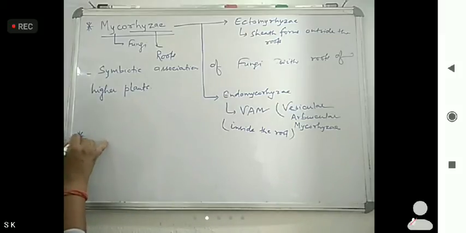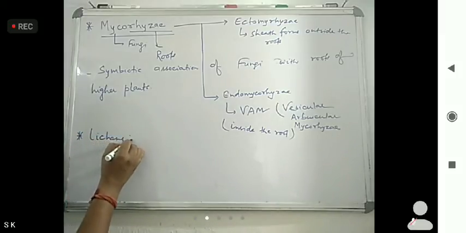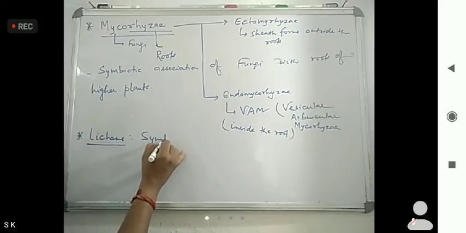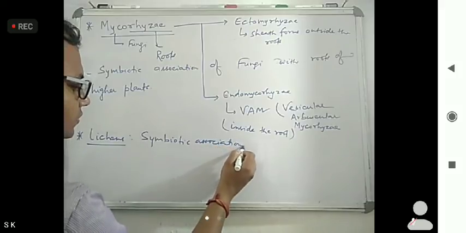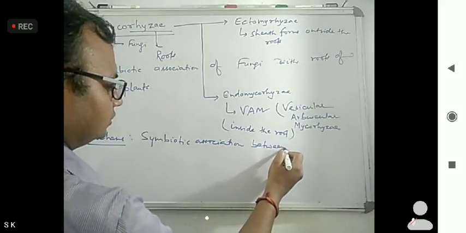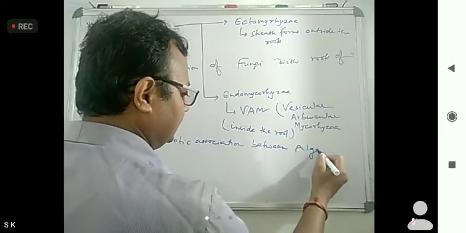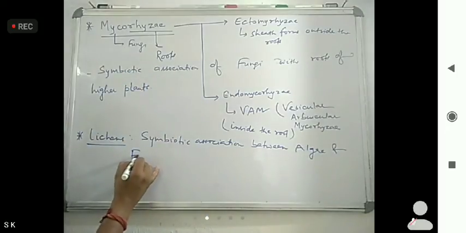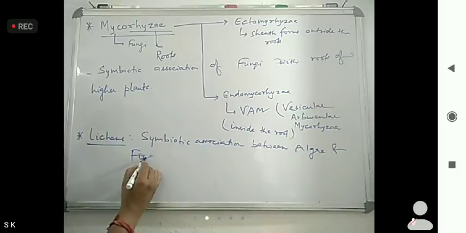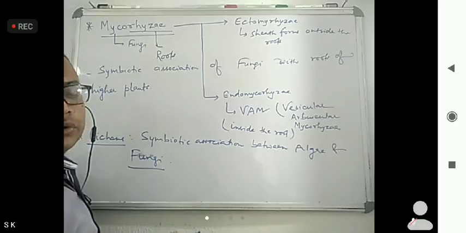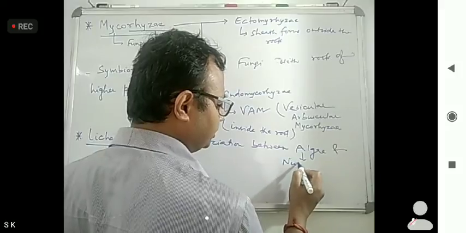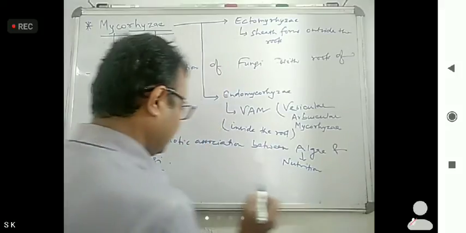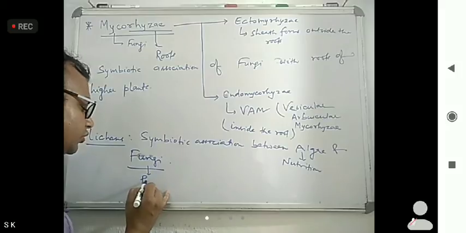Now, the next one is lichen. We already discussed this one. Lichens are a symbiotic association between algae and fungi. Symbiotic association means they cannot survive without each other. So, algae give what? Nutrition. And fungi give what? Protection.